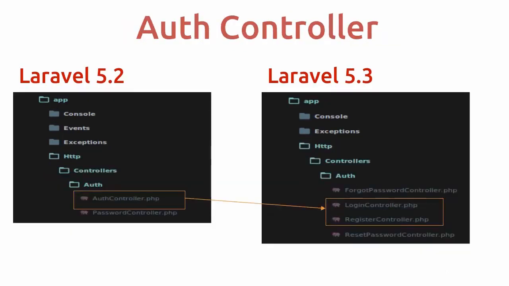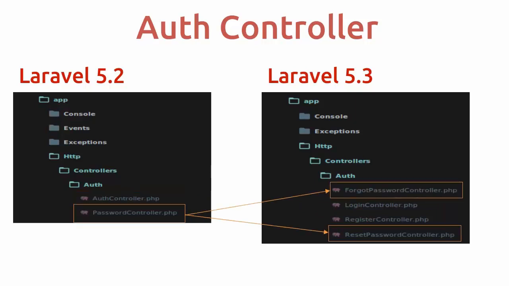In Laravel 5.2, there are only 2 files below the auth directory. The first is the auth controller, which is used for login, logout, and registration, while the password controller handles it if you forget the password and reset the password. But in Laravel 5.3, both are broken down again, so you'll find 4 files here. The login controller is used for login or logout purposes, the register controller for registration, the forgot password controller is used if you forgot your password, and the reset password controller is used for resetting the password.